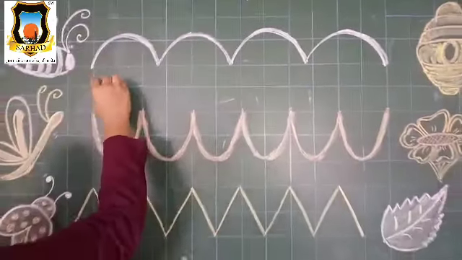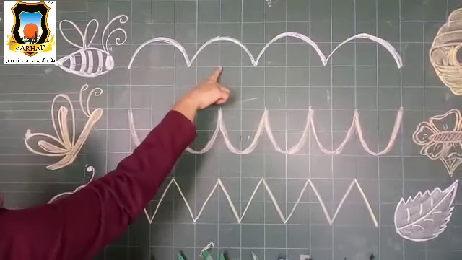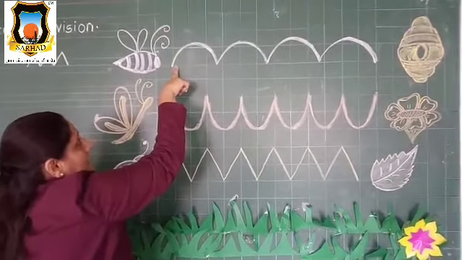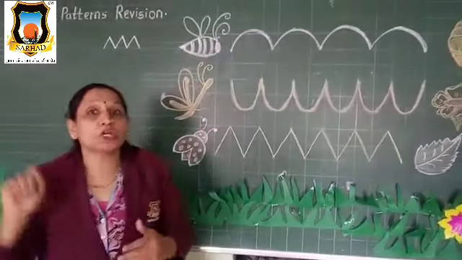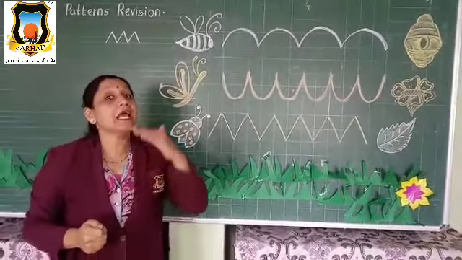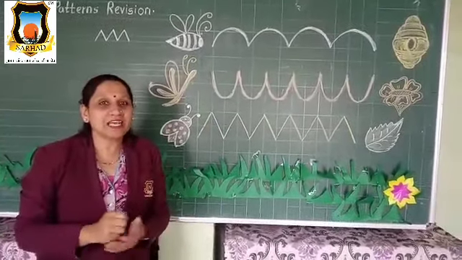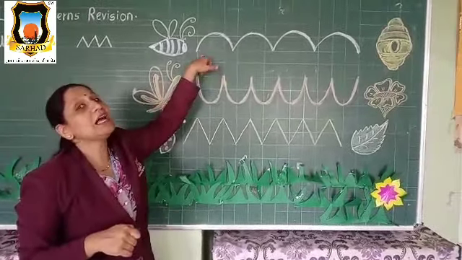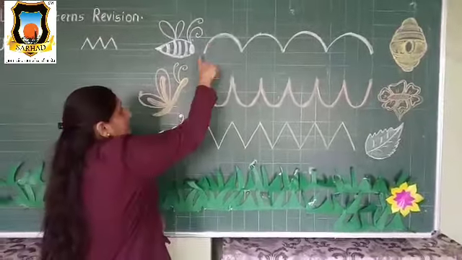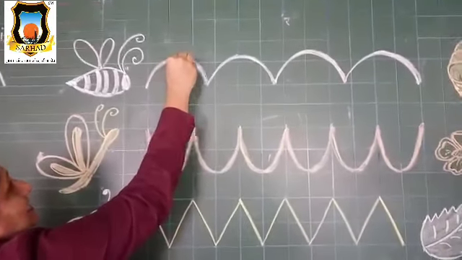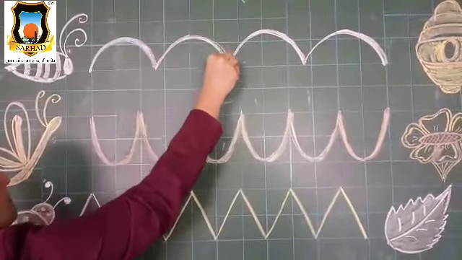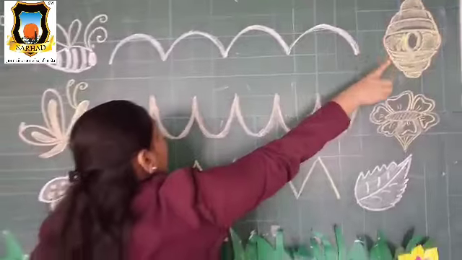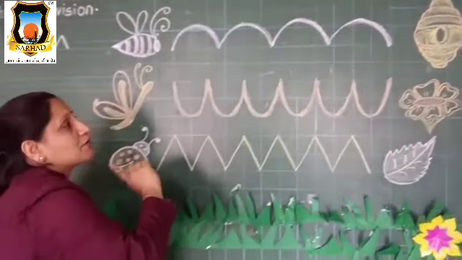This is one type of line pattern. It is called Humpty line. What is it called? Humpty line. When we go on the road, at that time we see humps on the road. All of you see? Yes, that is humps. So this line is called Humpty line. The honeybee flies like this: up, down, up, down, up, down, up, down and reaches her house.